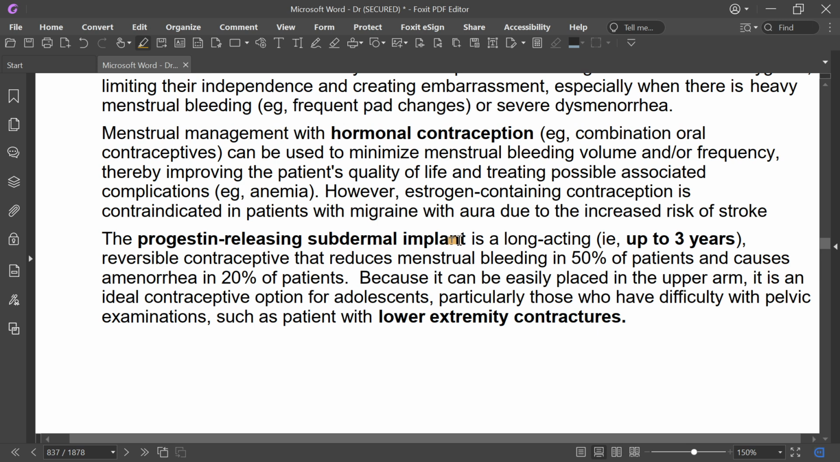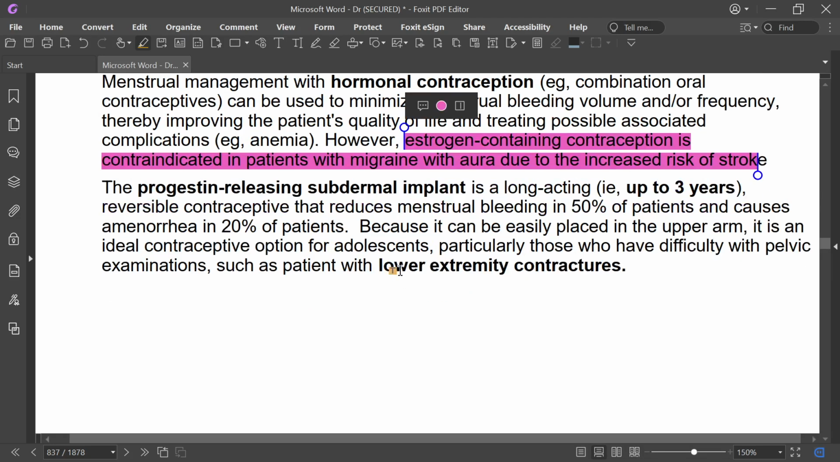Hormonal contraceptive should not be given in some cases. Estrogen-containing contraceptive is contraindicated in migraine with aura due to increased risk of stroke. Progesterone releasing subdermal implant is long acting, up to 3 years.